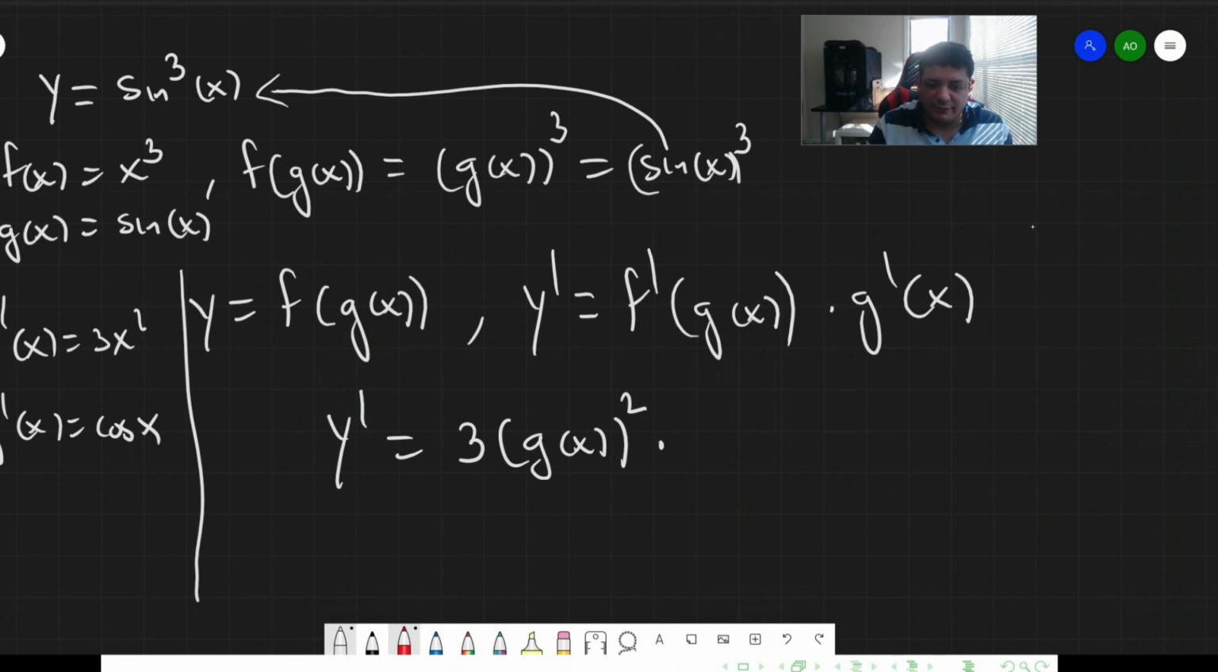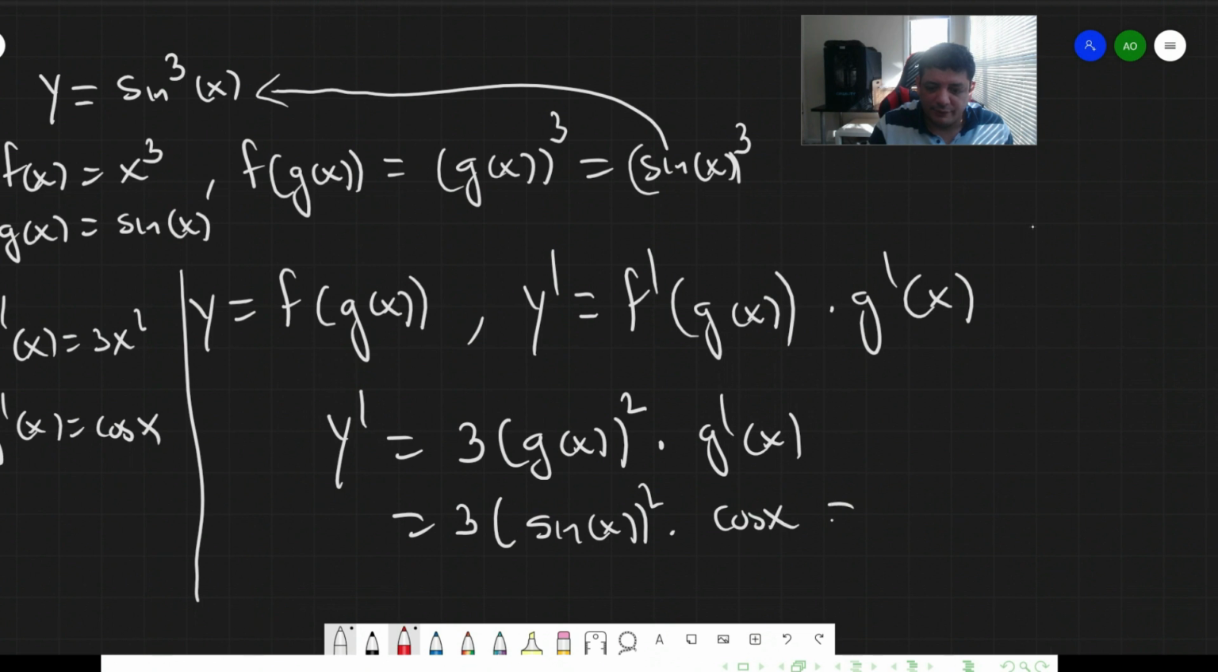But g prime of x is going to be the cosine, so here we get to replace what g and g prime are. So g is sine of x, and g prime is cosine. So we can simplify this as 3 sine squared x times cosine of x. Okay? So notice that this is like taking the derivative of a power of this function. So I put down the 3, now this becomes a 2, and then what I'm multiplying outside is the inside function's derivative, so the derivative of the sine.